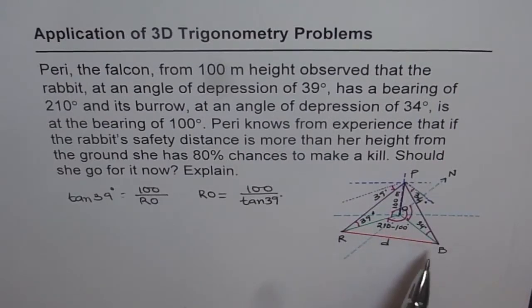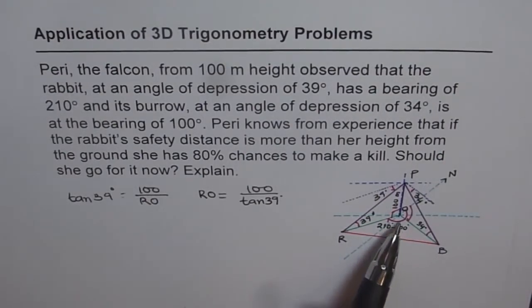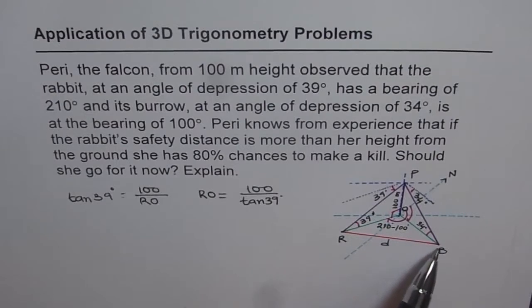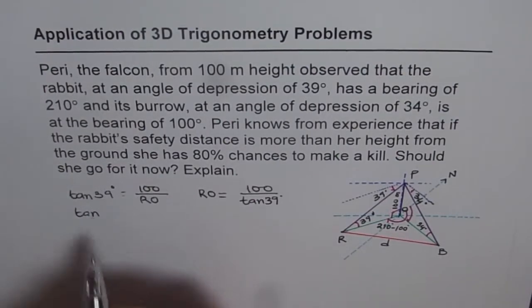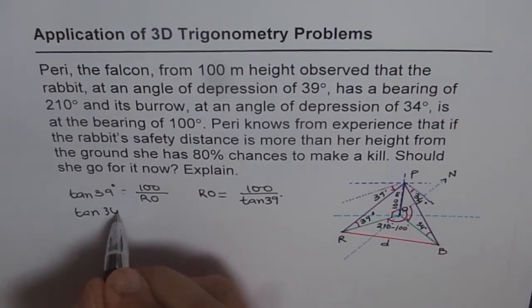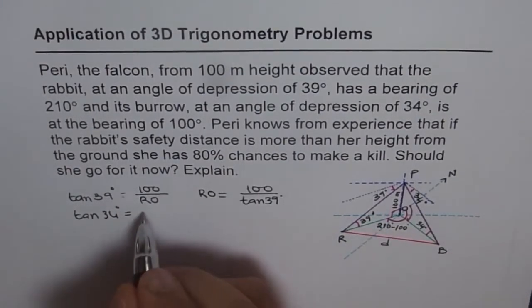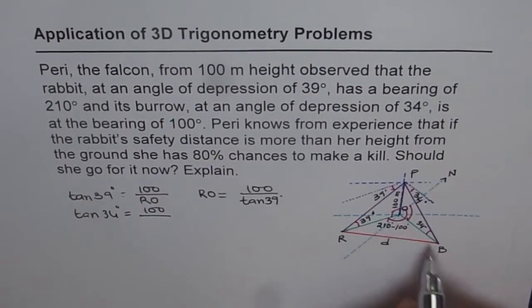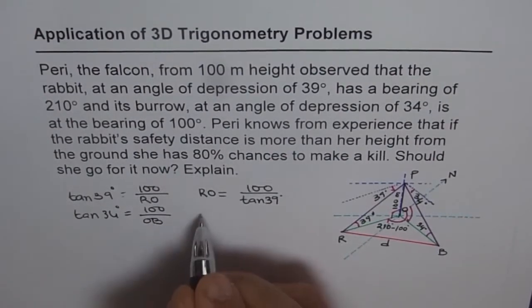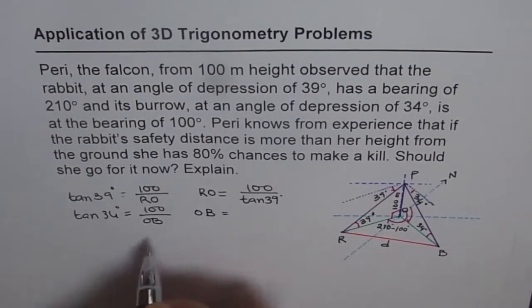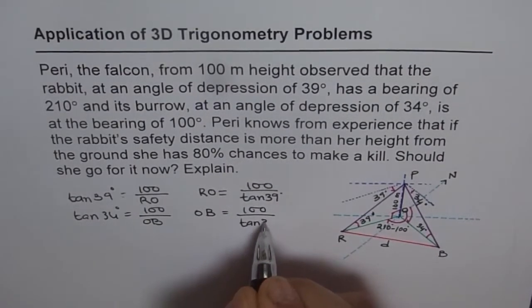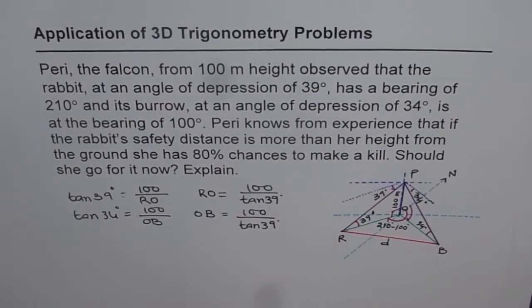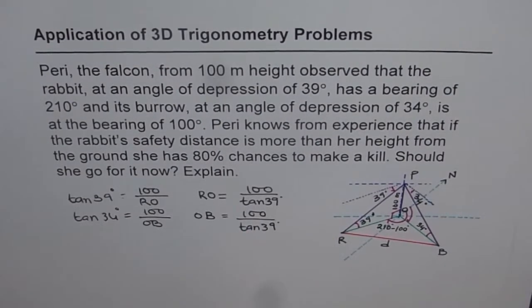We can do the same calculations here and find from O the distance of the burrow on the ground. That will be OB. So we say tan of 34 degrees equals the height of 100 divided by OB, and cross multiplying gives OB equals 100 over tan of 34 degrees, right? Then use your calculator to find these answers.